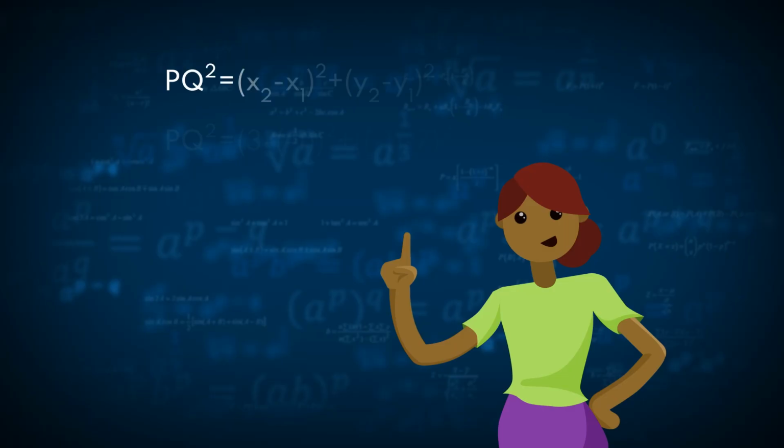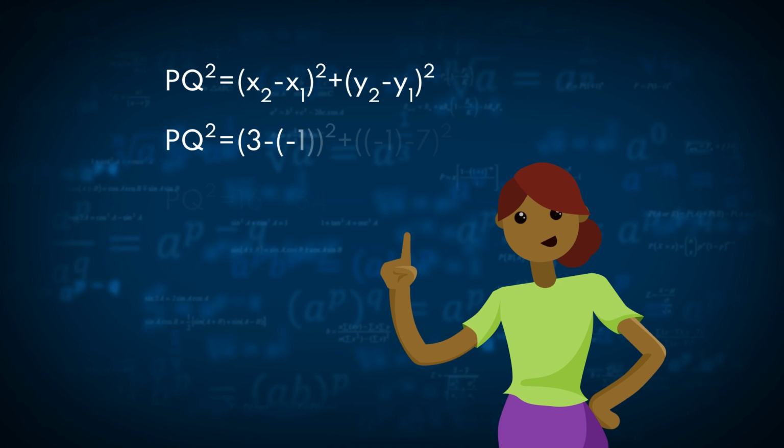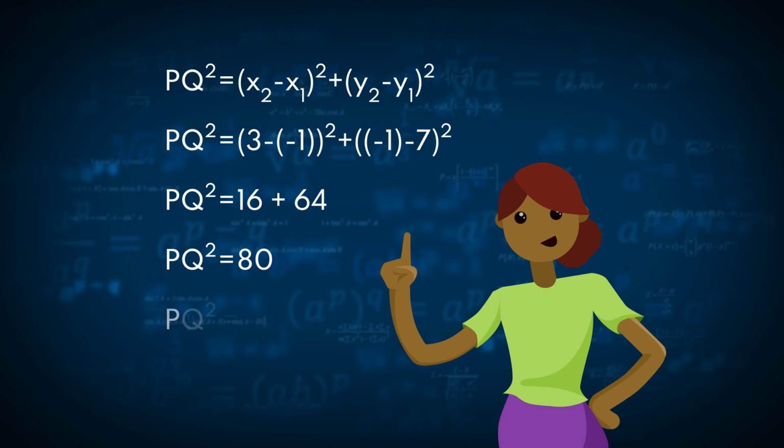This will be PQ squared equals (x2 minus x1) squared plus (y2 minus y1) squared, which will be (3 minus -1) squared plus (-1 minus 7) squared, which will be PQ squared equals 16 plus 64, which will also be PQ squared equals 80. And to remove the square, we will take the square root on both sides of the equation. And this will be where the square root of PQ squared equals square root of 80. Therefore, PQ equals 4 root 5.